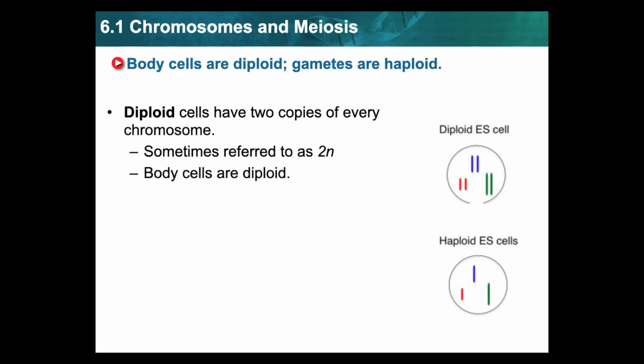Diploid cells, sometimes you might see in the book referred to as 2N, and it just means you have twice the number of chromosomes, that each chromosome is in pairs. So your body cells are diploid, which means that they each have pairs of chromosomes.